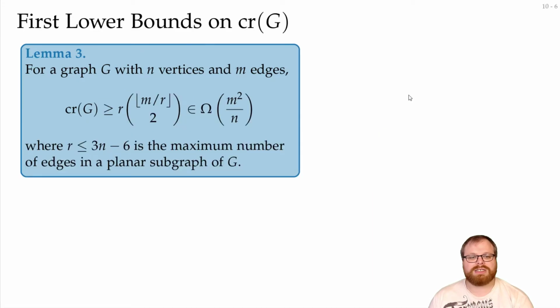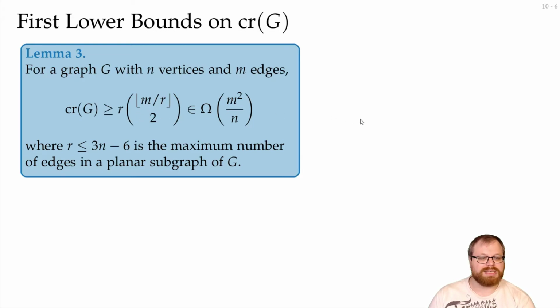We can get an even better bound. Namely, we can show that it is Omega of m squared divided by n. More precisely, if we take the largest planar subgraph of G, and we say the number of edges in this planar subgraph is r, then the crossing number is at least r times (m over r choose 2).